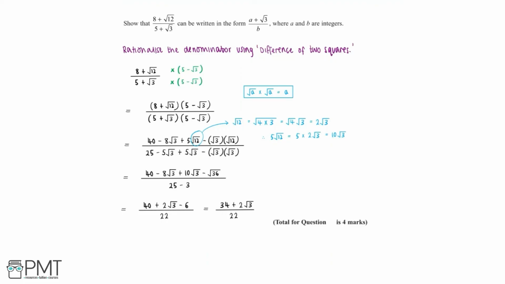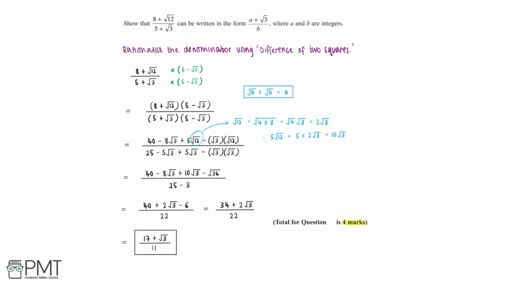In order to do this, we can divide both the numerator and the denominator by 2, which will leave us with the fraction 17 plus root 3 over 11. And so we've found that the fraction 8 plus root 12 over 5 plus root 3 can be written in the form a plus root 3 over b, where a is equal to 17 and b is equal to 11.